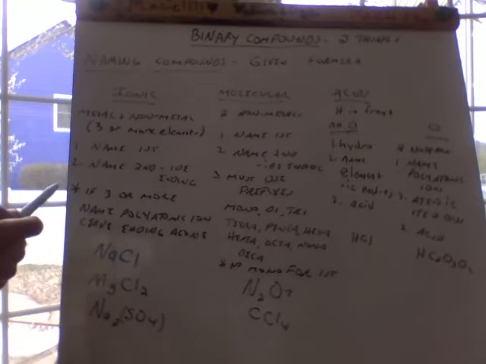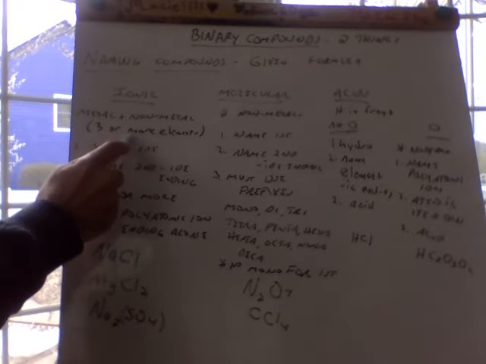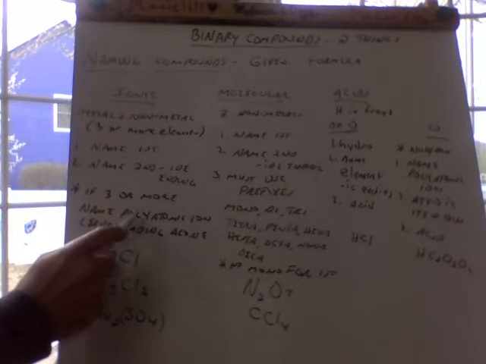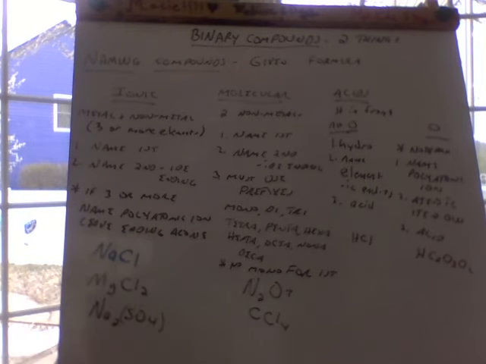Now I have a star here. It says if three or more elements are there, right? If you're in this little subcategory here, you have to name the polyatomic ion, and we just don't change those endings. We leave those endings alone. Okay. So what do I mean by this?